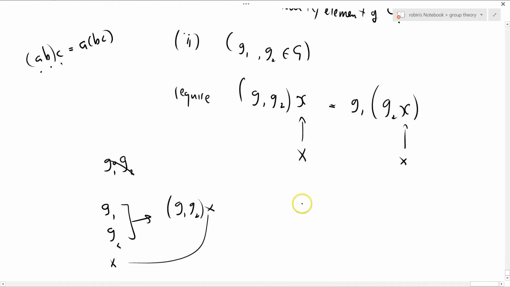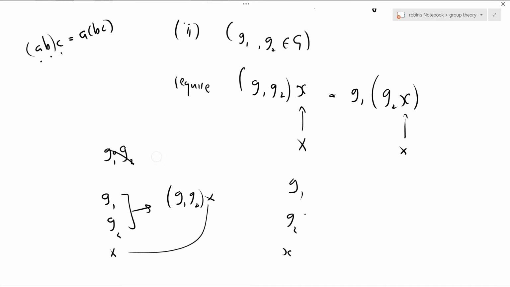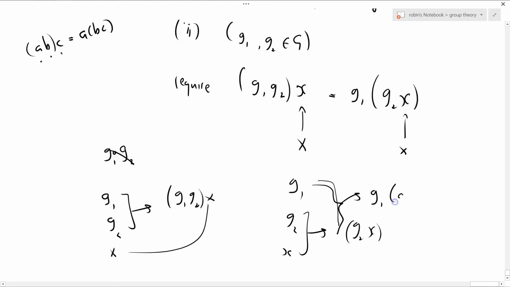How do we do this one? Well, we've got g1, g2 and x again, so what do we do? First of all, we combine these two together to get g2 x, which is in the set X, and then we combine these two together to make g1 acting on (g2 x). So they're very, very different in flavour, these two guys here. It looks almost trivial, but there's quite a lot going on here.